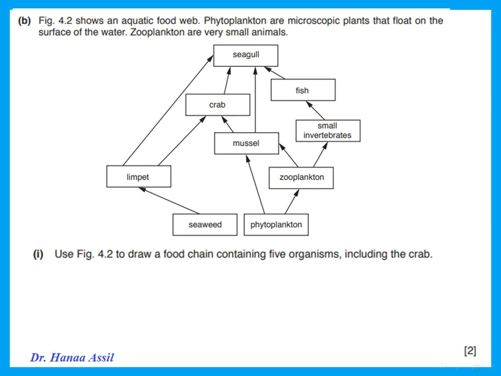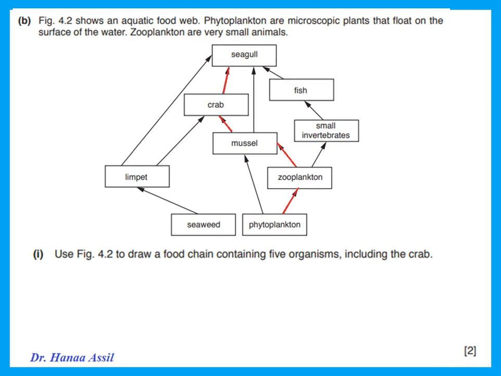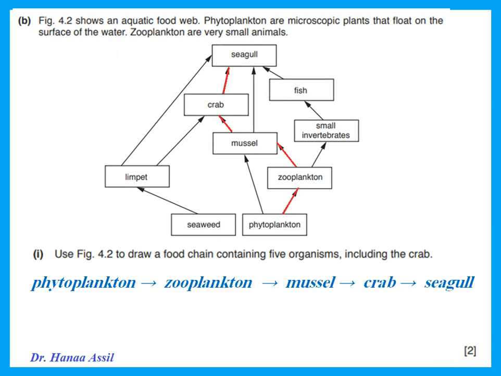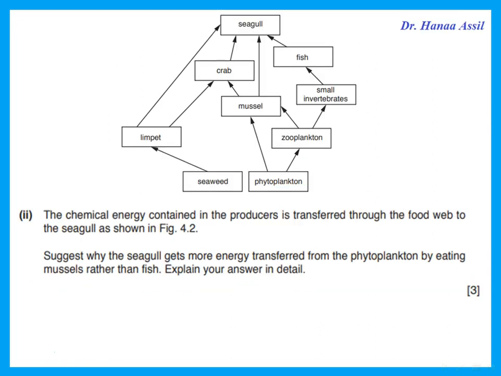So he wants 5 organisms and he wants to include the crab. So going this way, it will be phytoplankton, zooplankton, mussel, crab, seagull. And remember, the arrow is going from the organism that is being eaten to the organism that's eating it. That is because the arrow shows the flow of energy from one organism to the next. The chemical energy contained in the producers is transferred through the food web to the seagull.